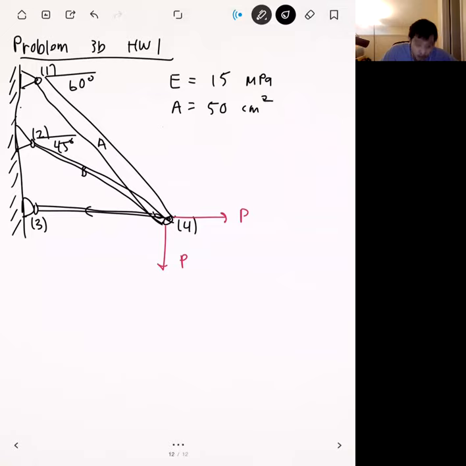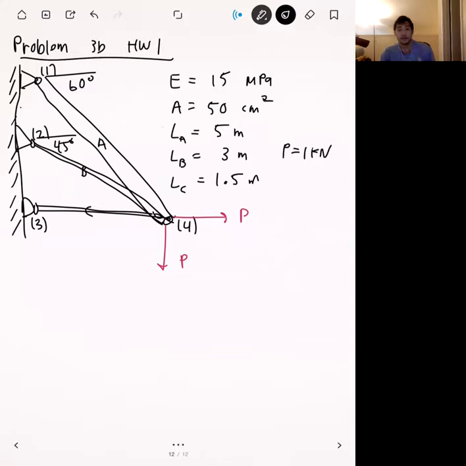And the lengths of the elements are the following. For the length of element A, we have 5 meters. The length of element B is 3 meters. And the length of element C is 1.5 meters. And I think the load here, P, is going to be 1 kilonewtons.